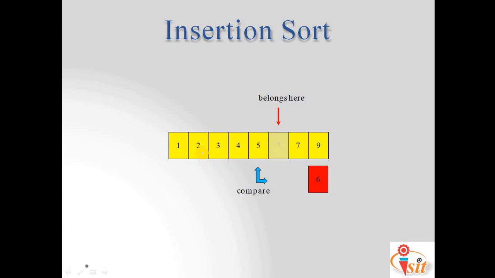Again 6 is going to be compared with 5. But 6 is greater than 5. In that case, in between 5 and 7, 6 is going to be inserted. Now 1, 2, 3, 4, 5, 6, 7, 9 we are going to call the sorted subarray. In the unsorted subarray there are no elements present. In that case we can say that all the elements are sorted in ascending order by the concept of insertion sort.